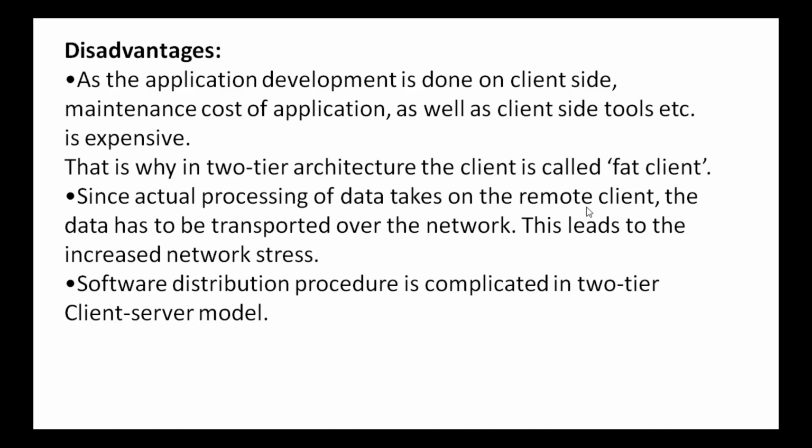That's why in two-tier architecture the client is called a fat client. And one more disadvantage is if the client is in a remote location, all the data has to travel from the server to the client along the network. That means the data has to be transported over the network if actual processing of data takes place on the remote client. This leads to increased network stress.